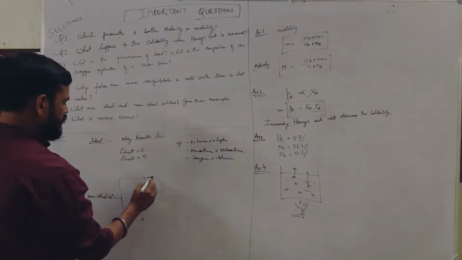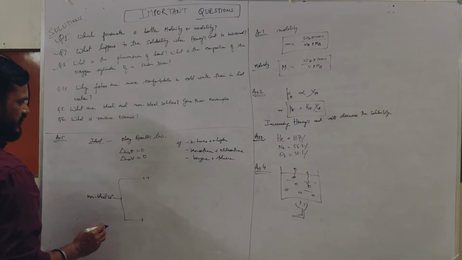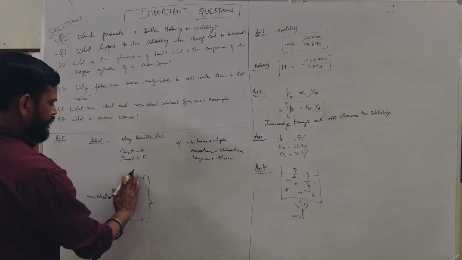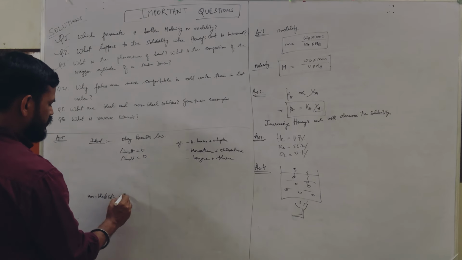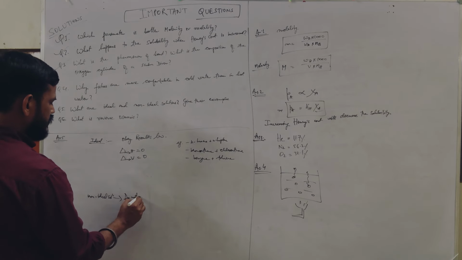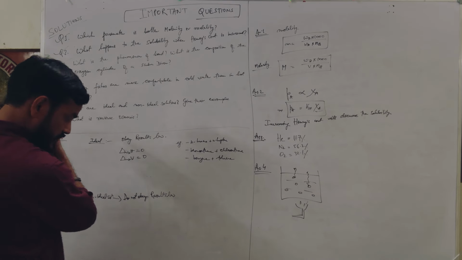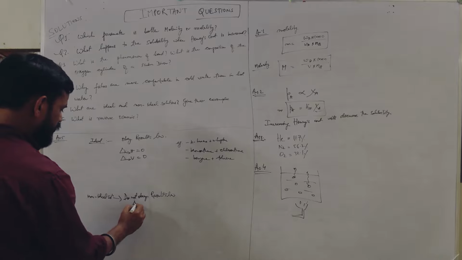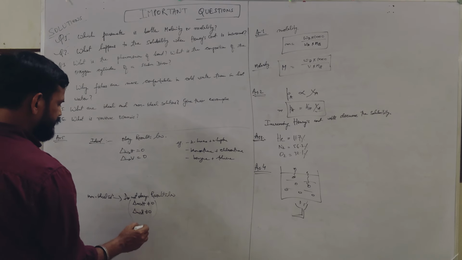In a non-ideal solution, both components won't obey Raoult's law. Non-ideal solutions do not obey Raoult's law. That also means the heat of mixing, delta H, is not equal to 0. The volume of mixing is also not equal to 0.